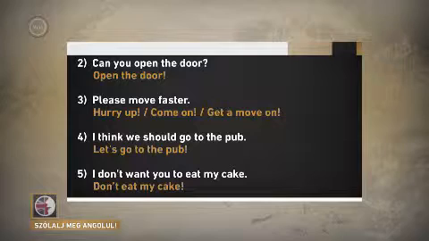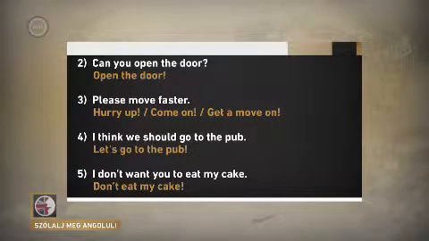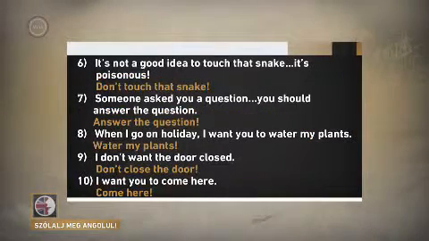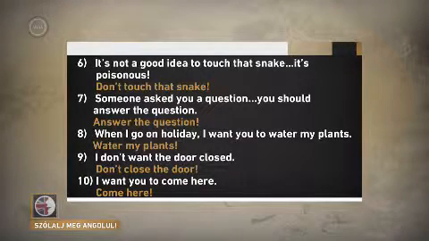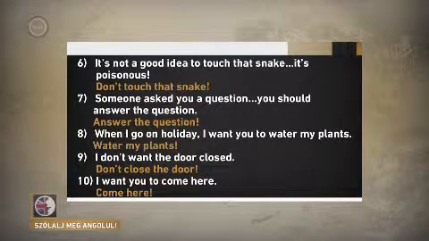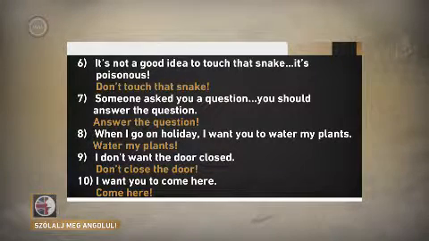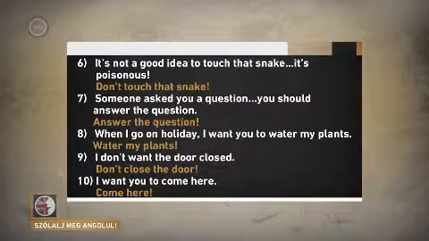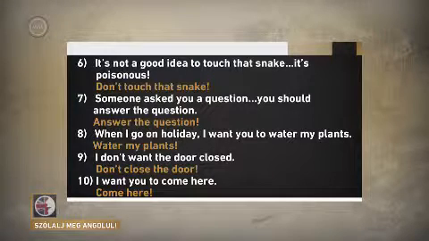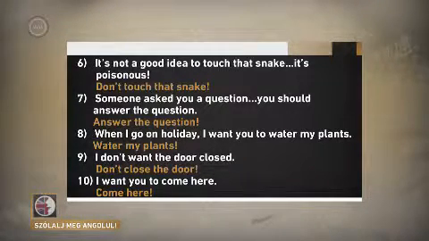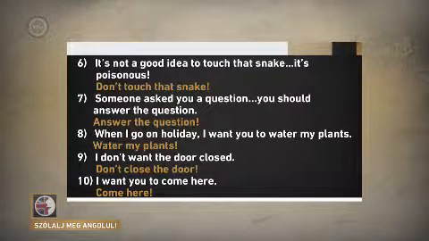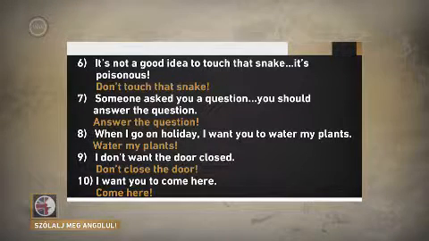I don't want you to eat my cake. Don't eat my cake. It's not a good idea to touch that snake. It's poisonous. Don't touch that snake. Someone asked you a question. You should answer the question. Answer the question. When I go on holiday, I want you to water my plants. Water my plants. I don't want the door closed. Don't close the door. I want you to come here. Come here.